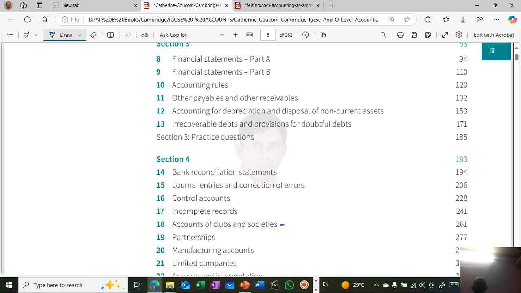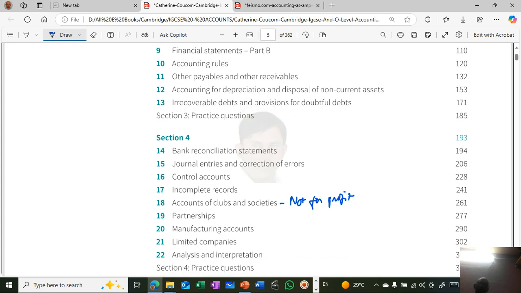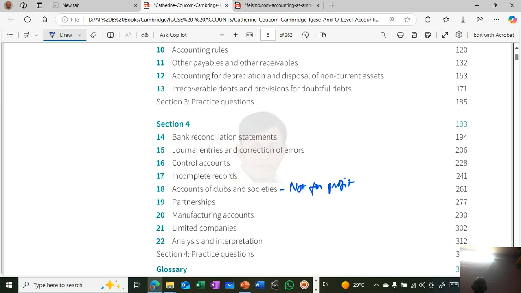This is called not for profit organizations, partnerships, manufacturing accounts, limited companies, analysis and interpretation. So this is all you will learn in IGCSE. So believe it or not, almost most of this is again repeated in AS level. Okay. So most of it is again coming in AS level.